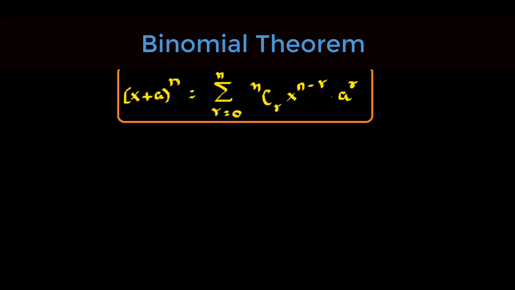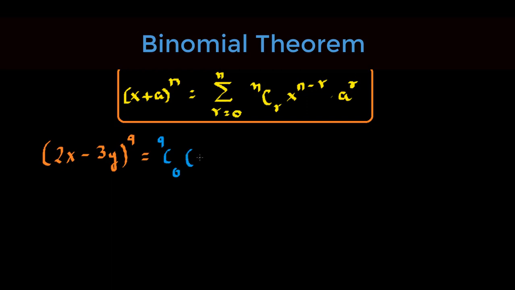Now let's take an example. We have to expand (2x minus 3y) whole raised to the power 9. So it's very simple. Let's do that step by step. So use a different color. So this is nC0, 9C0. So n is 9 here. So this will be 9C0.